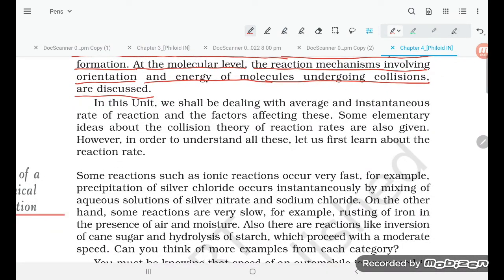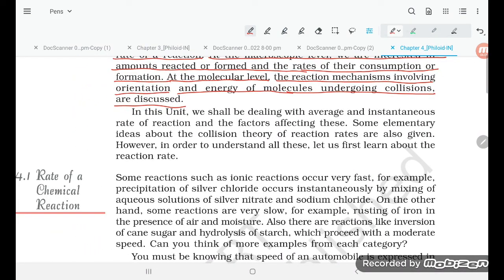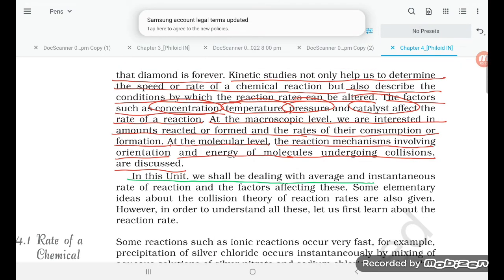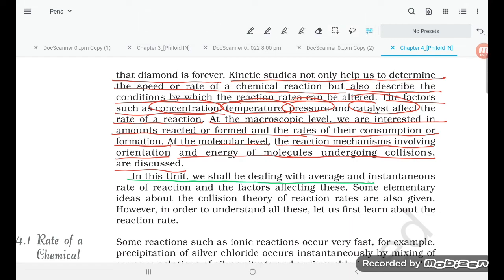Right. So what is the point? Let's try to understand, students. In this unit, we shall be dealing with the average and instantaneous rate of reaction. The first one is the average rate of reaction, and the second one is the instantaneous rate of reaction, and the factors affecting these.